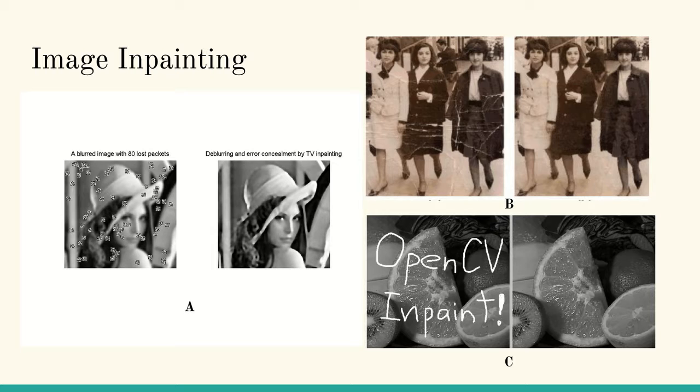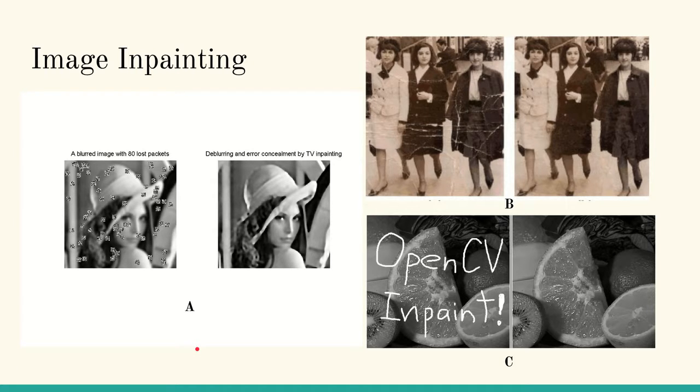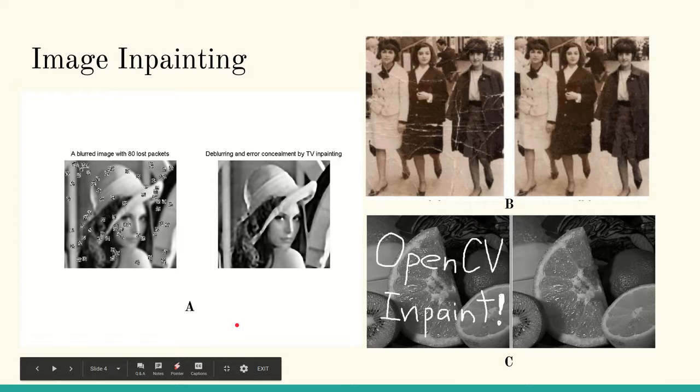Here we see the applications of image inpainting. Image A describes the problem of wireless image transmission. If the image is transmitted wirelessly, there is a possibility of image packets getting corrupted in the channel, and hence some part of the image gets corrupted. We can conceal the error incurred due to transmission using matrix completion to interpolate the missing parts.